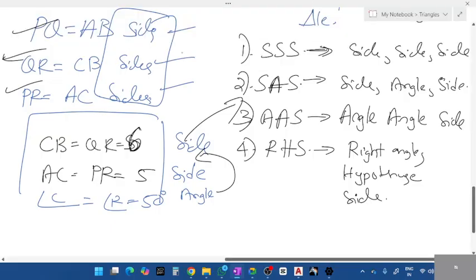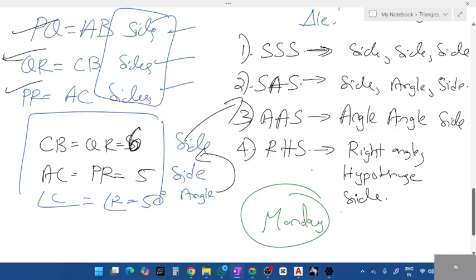In the beginning, I told you all, we can measure only sides and angle. So these are the criterions you have to follow: side, side, side; side, angle, side; angle, angle, side; RHS. Fine. In depth, I'll be explaining on Monday. Monday will continue. Everything I'll explain once again. It's a very important concept. Even for 10th, you'll have a lot of questions based on this.